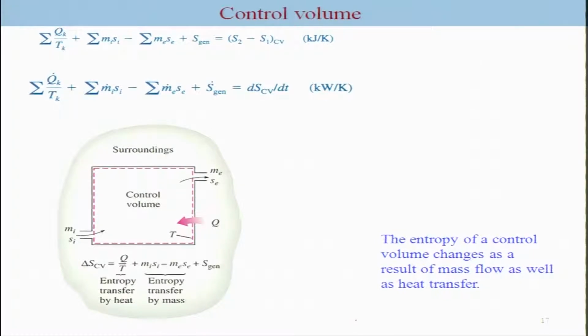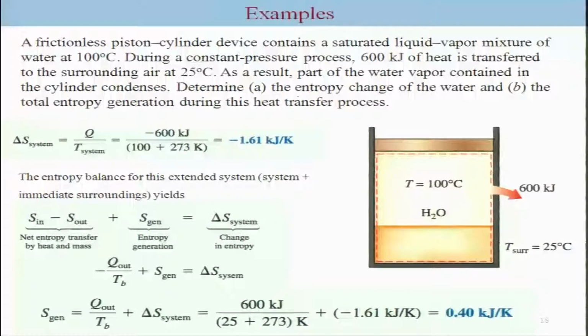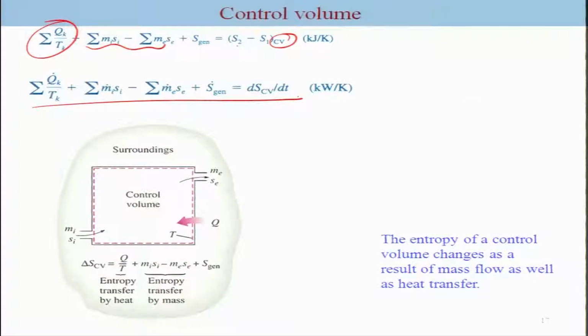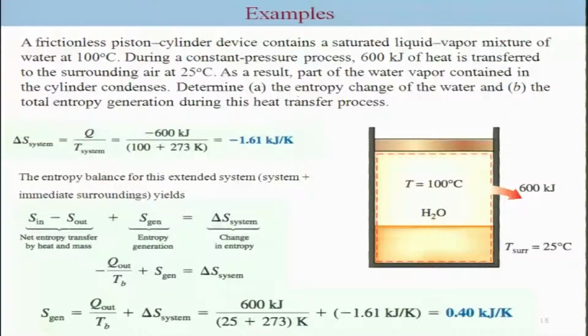For the case of a control volume, besides the heat, you have to consider the mass element here, and the rest of the terms are straightforward, whereas of course S2 minus S1 would be of the control system. You can write this in terms of rate expression as well. This is something which I expect you have already gone through earlier. It is just to recap. So let me finish this lecture by working on this example.